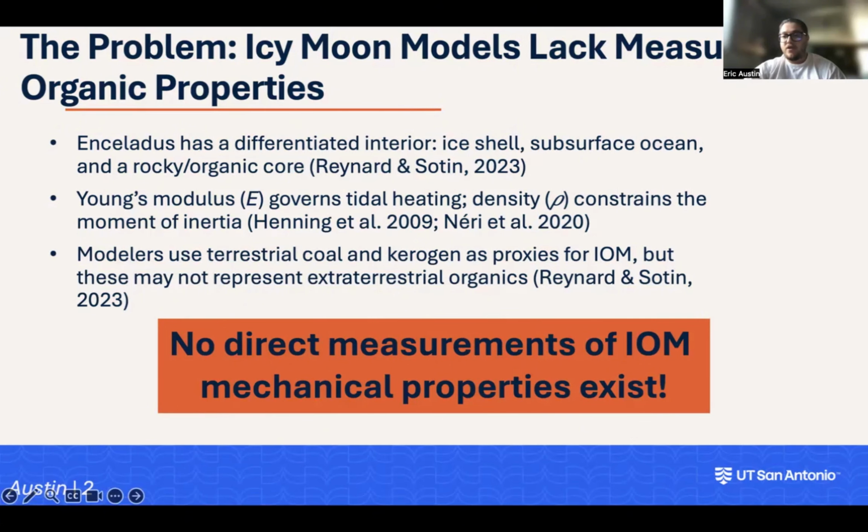Here's the critical gap. Insoluble organic matter, or IOM, makes up a huge portion of that core, but no one has ever directly measured its mechanical properties. Because of this, modelers are forced to use terrestrial coal and kerogen as proxy values, but chondritic IOM is highly cross-linked and extraterrestrial, meaning these Earth-based proxies might be leading our models completely astray.